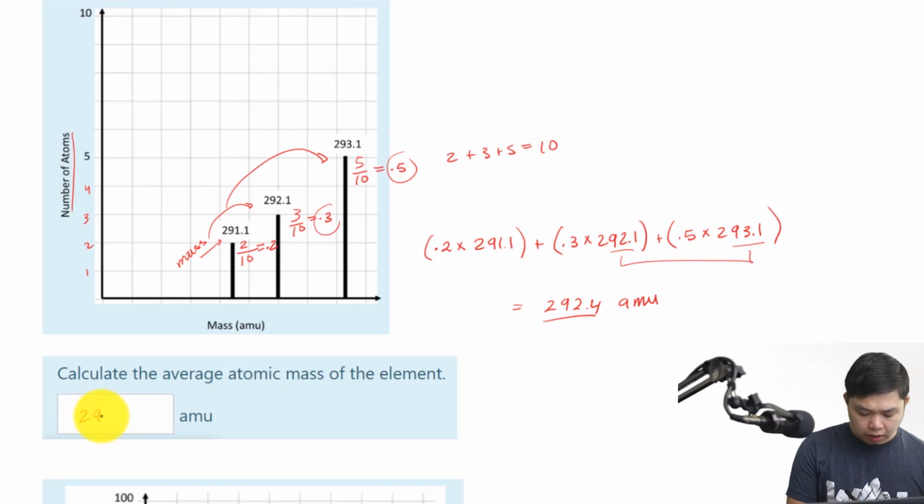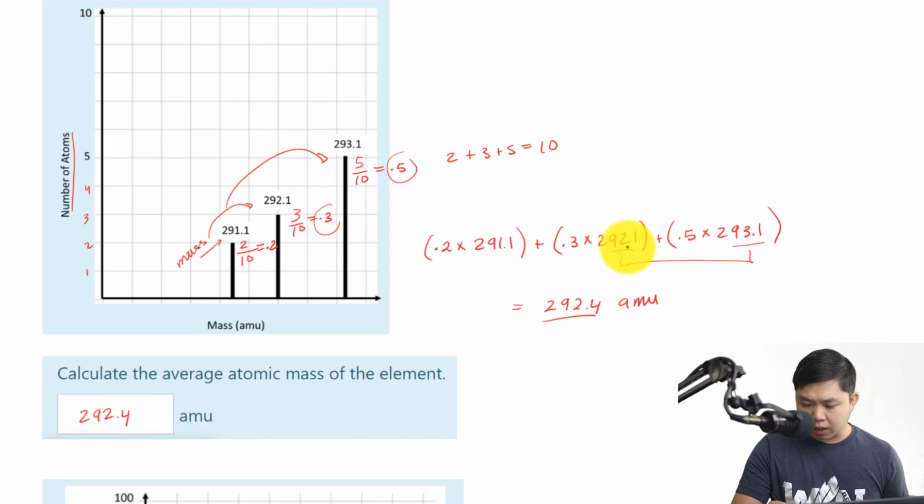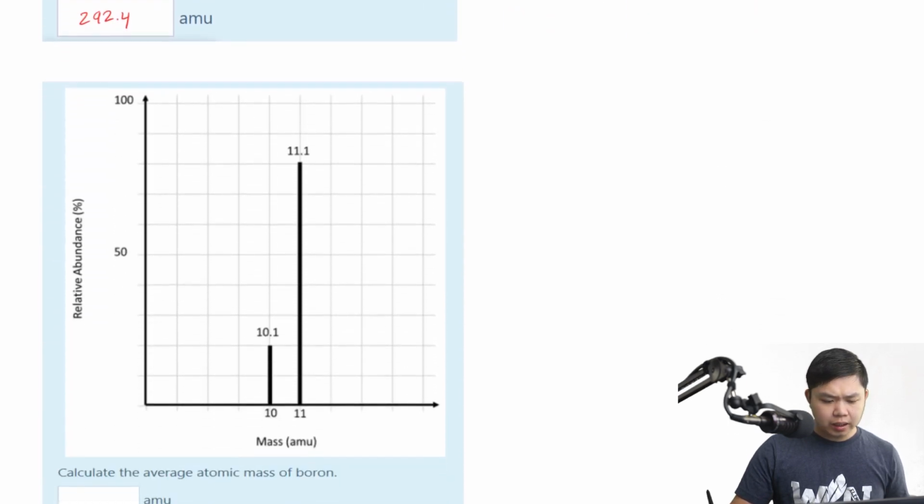292.4 AMU. As you can see, this is between this isotope and this isotope, okay? And that's how we can look at the graph to make a good estimate. What is the nearest average atomic mass going to be? Now let's look at this one.